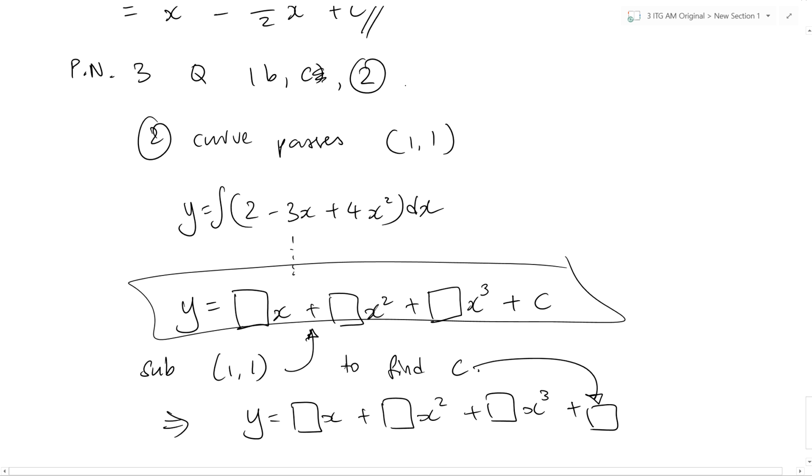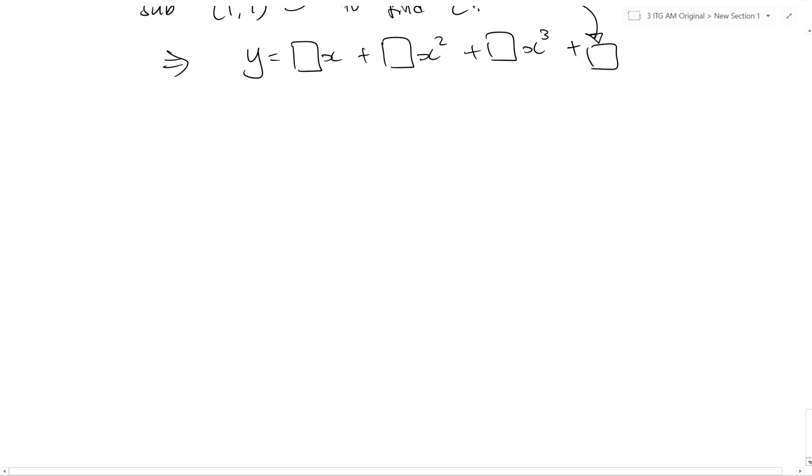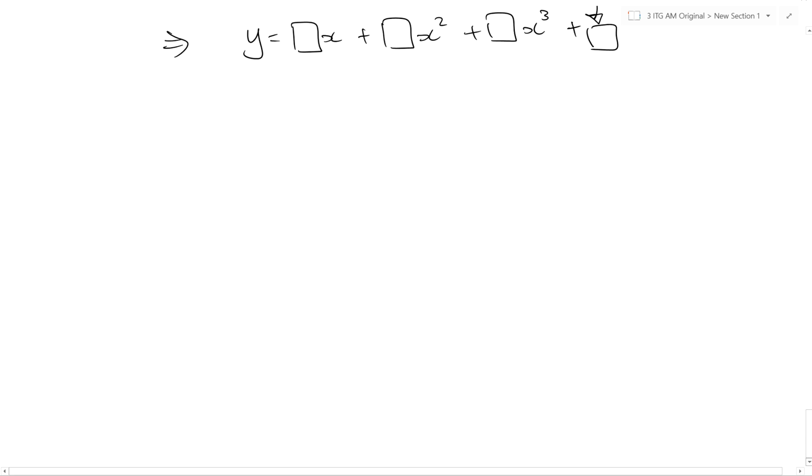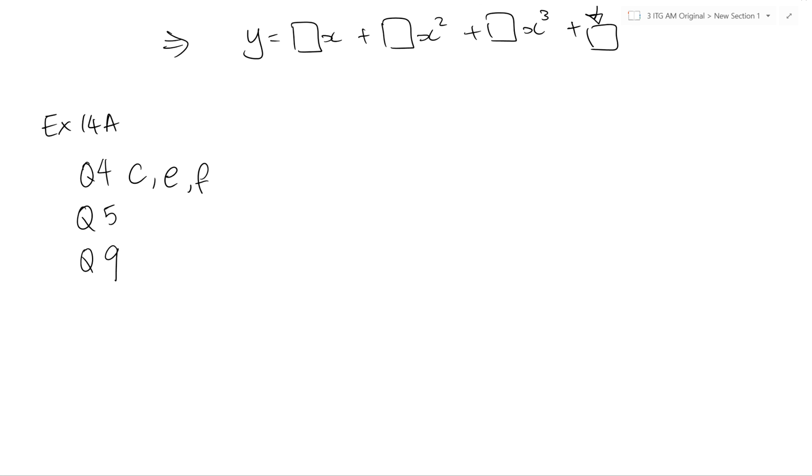Okay, so our homework for today, our homework that is also due on Thursday, is from Exercise 14A. These are the questions from Exercise 14A, due on Thursday.